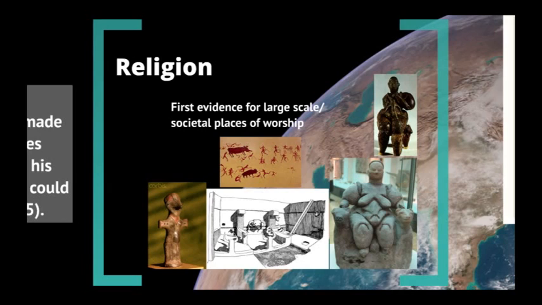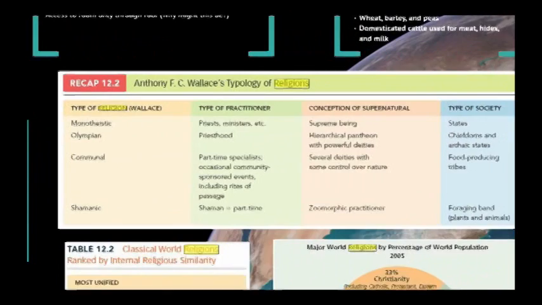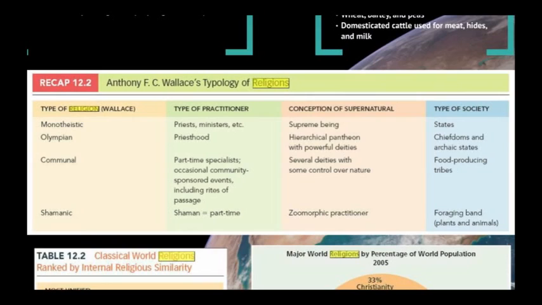So here we have religion, the first evidence for large-scale and societal places of worship. Before this, we have something that's much more simple. So here we have a really cool table, and here are all the types of societies that we've discussed in this cultural anthropology class. We've talked about foraging bands, right? Foraging bands, hunter-gatherers, and their conception of the supernatural was zoomorphic in nature, right? And you didn't have a full-time specialist, you had a shaman that was most likely a part-time specialist, part-time conduit to the spiritual world, which was animistic and shamanistic in nature.